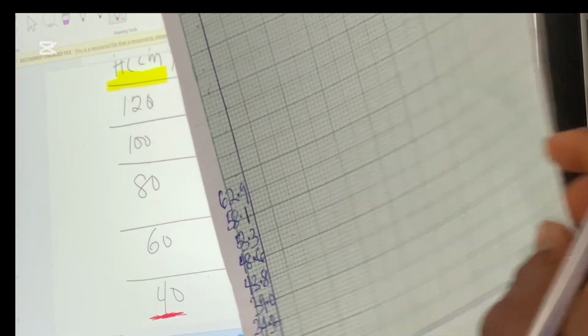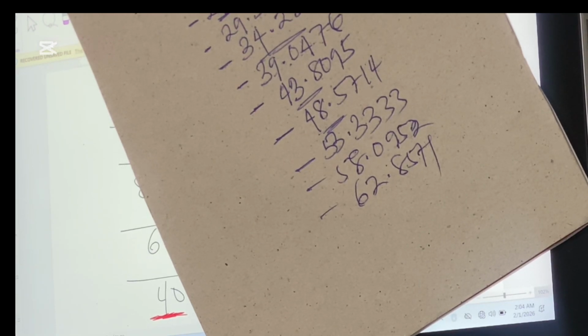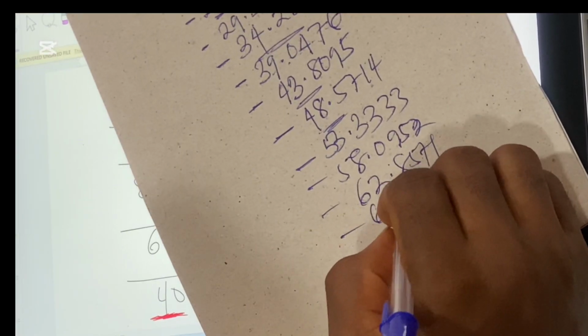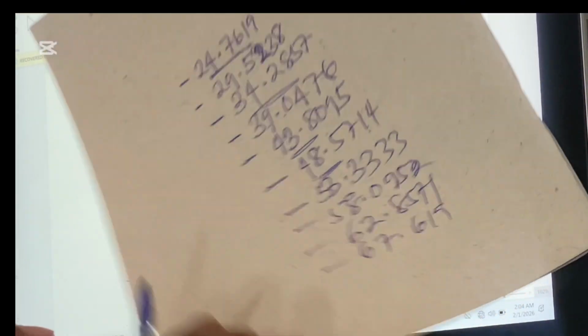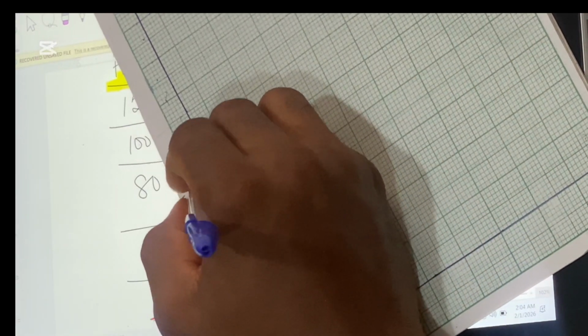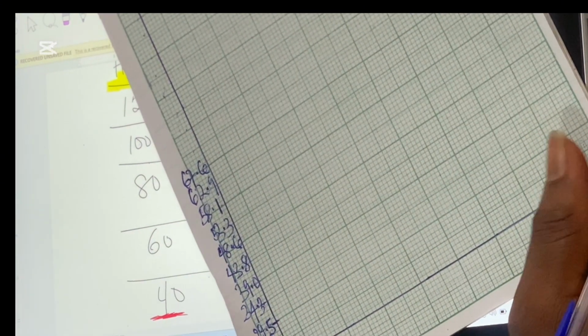62.9. So the next one is this plus this: 62.8571 plus 4.7619. So the answer to this is 67.619. Okay, so approximated will be 67.6. Okay, now let's have the next one here.